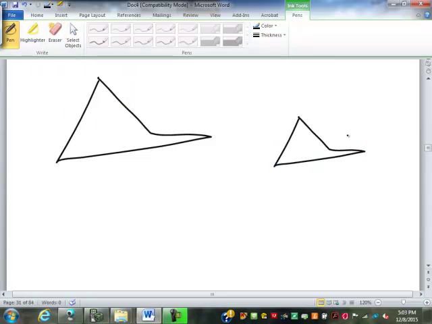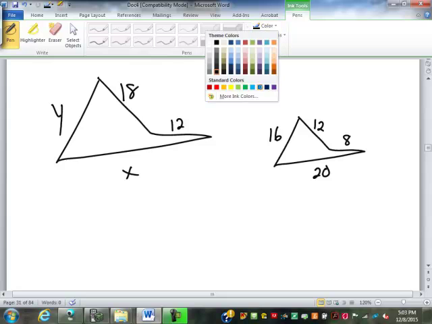Let's say that this here is 8, 20, 12, and 16. And this here is 12, 18, x, and y. How would I find x and y?